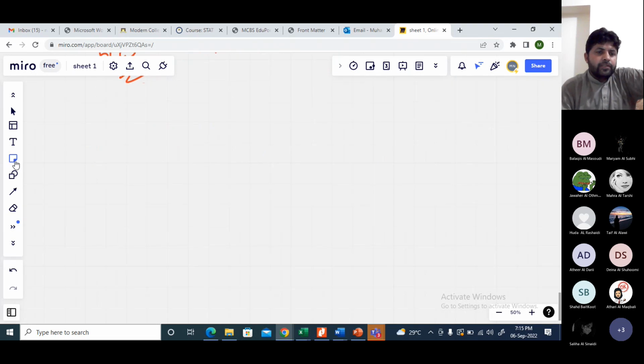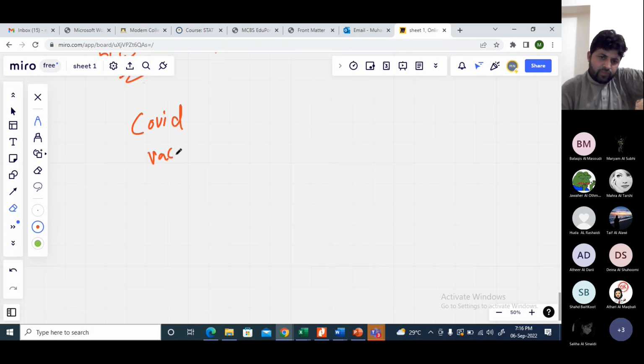Do you know the idea of complement? Complement. Any idea about the complement? For example, during COVID, there was a vaccine. Which vaccine have you taken? Pfizer? Yes. Moderna? Pfizer. Okay.